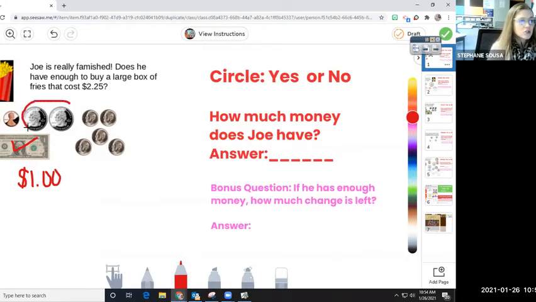Now I'm going to do my 2 quarters. I know that 2 quarters together is 50 cents. I've been counting money long enough to know that. So if I add 50 cents to my dollar, I now have $1.50. Go ahead and write that.